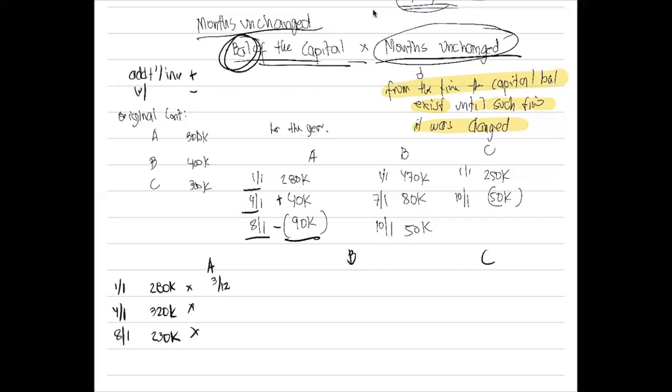Next, 320,000 pesos. That's from April 1 to August 1. April, May, June, July. 4 months. So 4 over 12. Next, we have your August 1 until the end of the year. So August, September, October, November, December, 5 months.